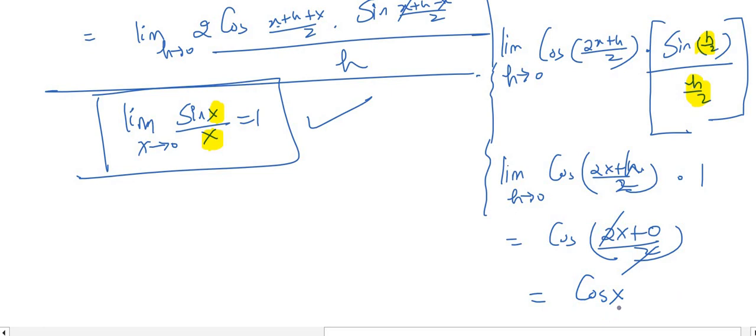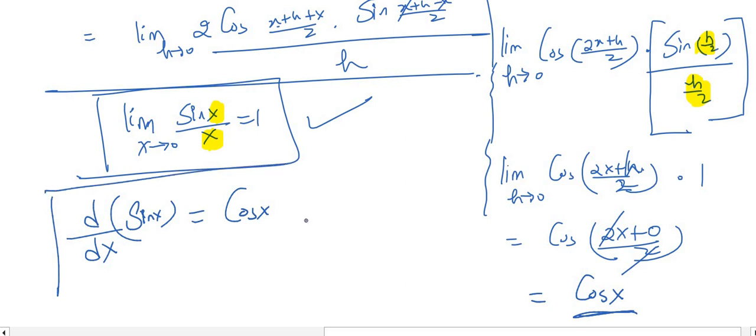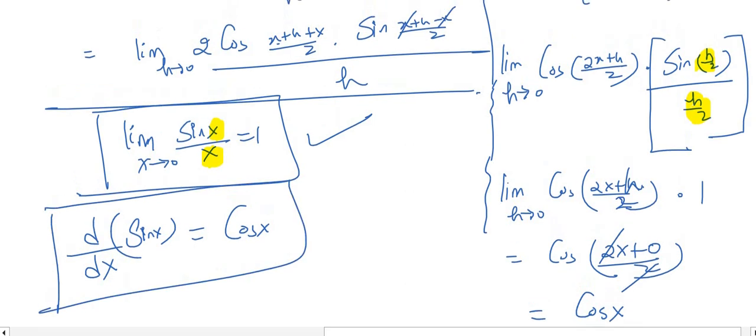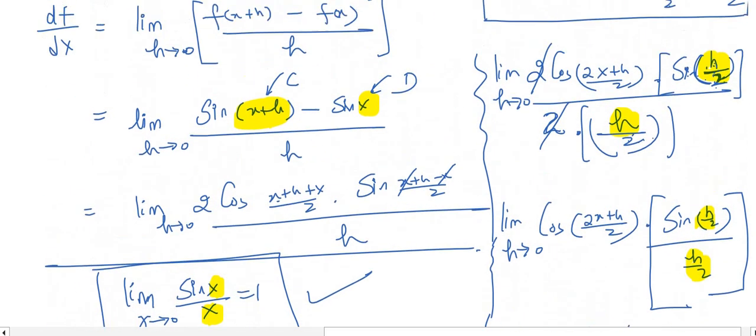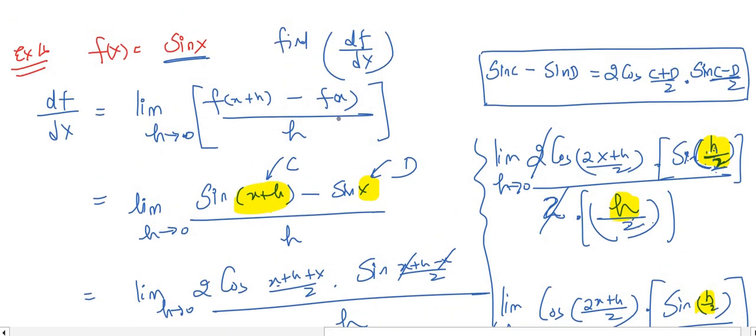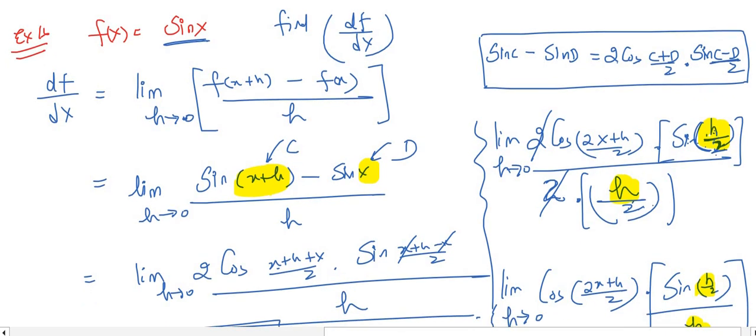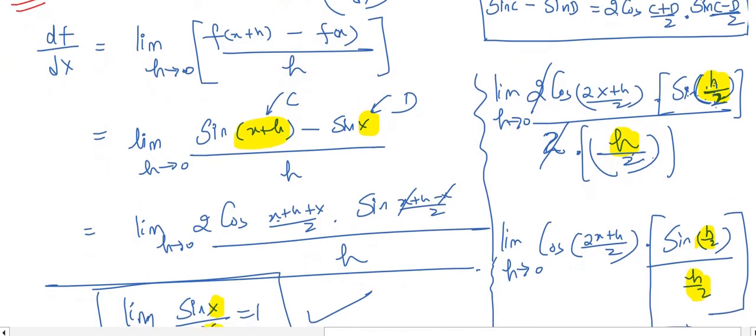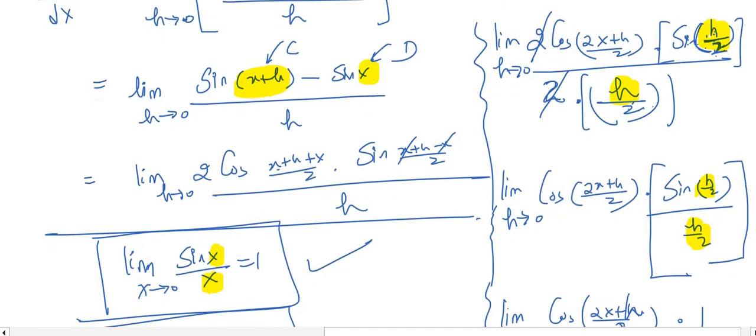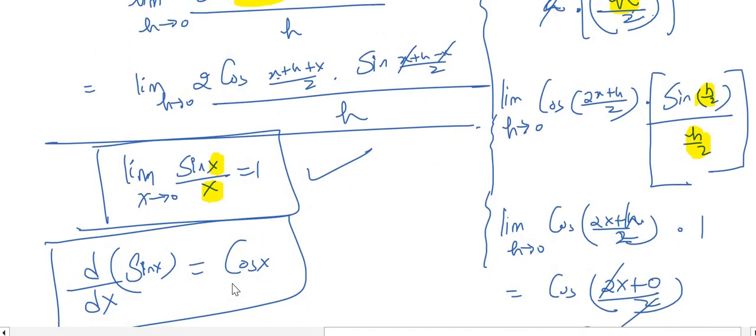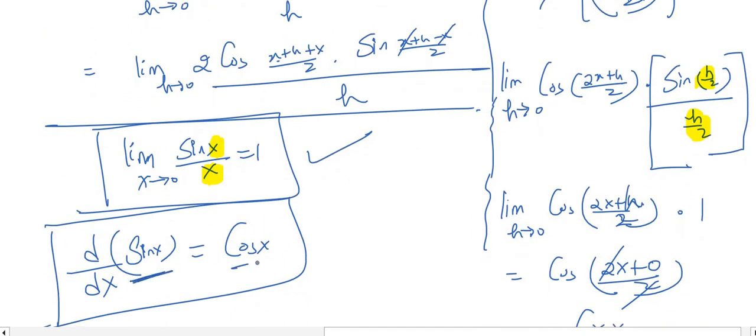This is a very, very important conclusion, that the derivative of sin x is nothing but cos x, because we cannot do the first principle every time. So this was the entire first principle method. See here, all the steps. But every time we cannot do it. So whenever they ask, the derivative of sin x is cos x.